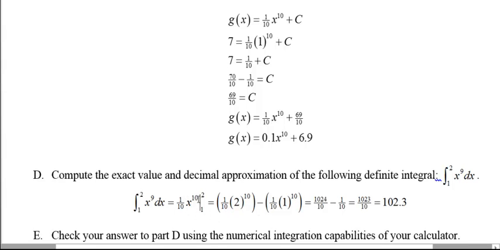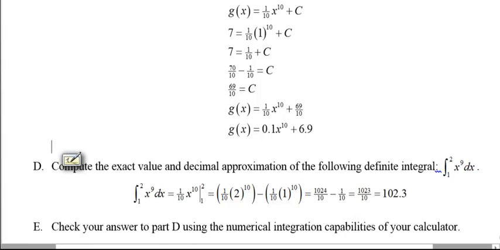This notation here, 1/10 x to the 10th, where x goes from 1 to 2, means we evaluate it at the top limit by plugging 2 in place of x, and then we plug 1 in place of x in the bottom one. So this is 1/10 times 2 to the 10th minus 1/10 times 1 to the 10th. Okay, so 1 to the 10th is 1 times 1/10 is 1/10. 2 to the 10th is 1024, and that's times 1/10 is 1024 tenths minus 1/10 is 1023 tenths, or 102.3. That's an exact value for that definite integral.